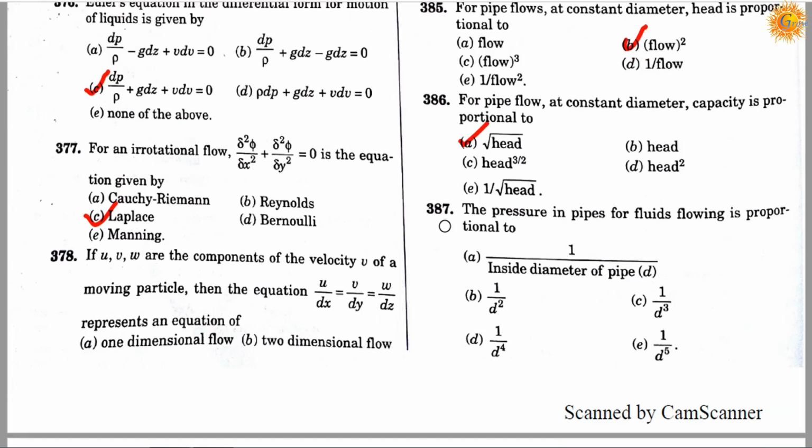Question number 387. The pressure in pipes for fluids following is proportional to: option A, 1 upon inside diameter of pipe small d; option B, 1 upon d square; option C, 1 upon d cube; option D, 1 upon d power 4; option E, 1 upon d power 5. So the correct answer is E. It will be 1 upon d, and the power of d will be 5.